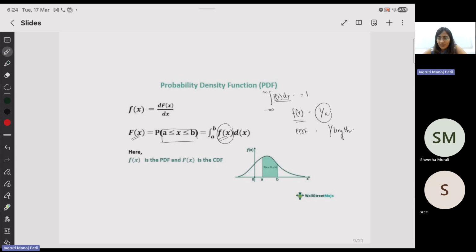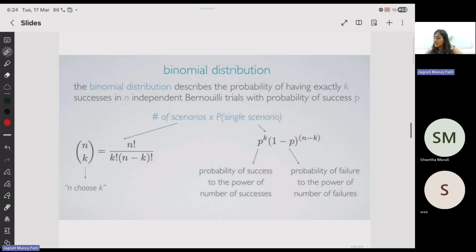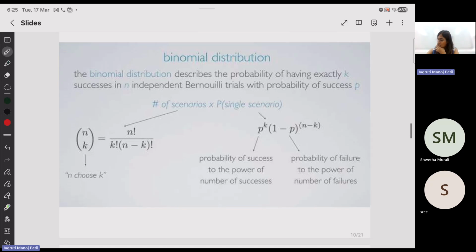And considering it, there were different functions, so we'll see those functions later. Following it, we have the binomial distribution. I don't know why this is so faded, but okay.